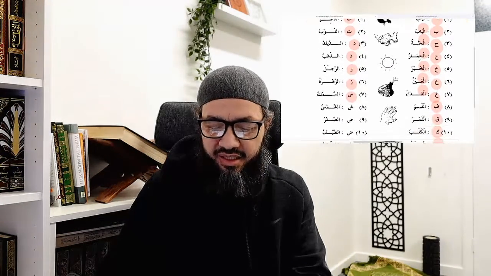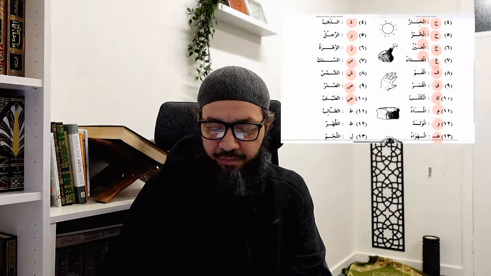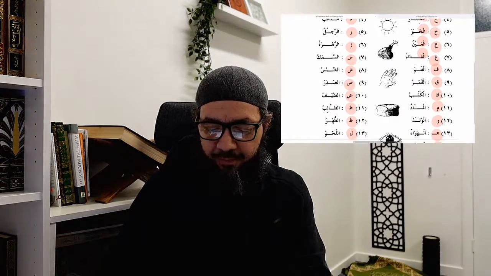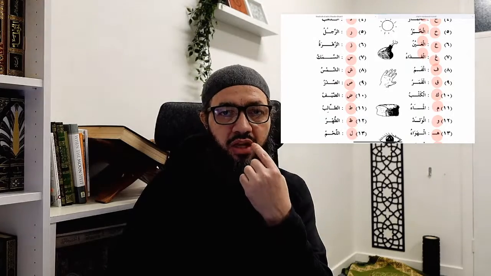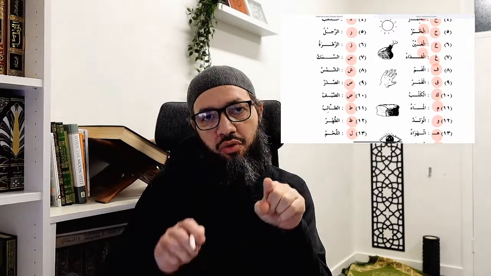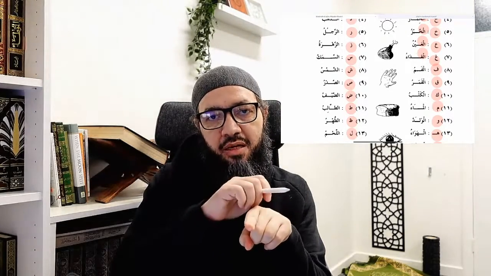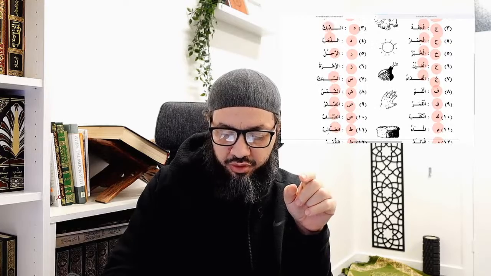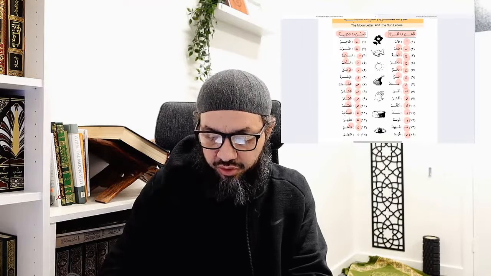But if you look at the huruf al-shamsiya, ta, tha, dal, dhal, ra, za, sin, shin, sad, dad, ta, dha, lam, you pronounce them using the tip of your tongue, and that's why you merge the lam with the letter that comes afterwards, and you write a shadda on top of the letter to show you that it's merged with the lam. Again, there's some words in here which are not in the vocab list.